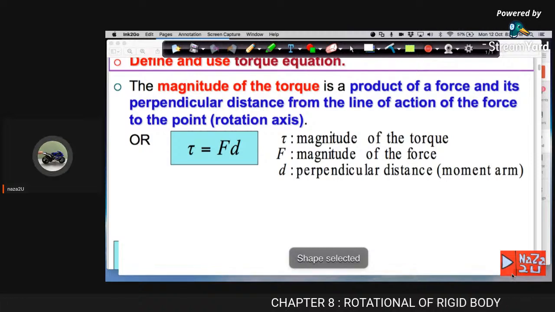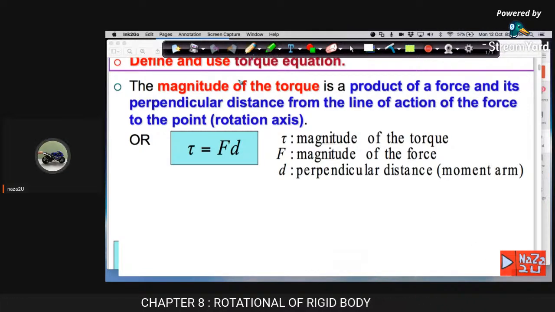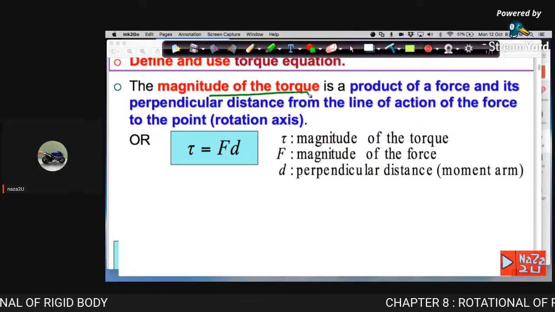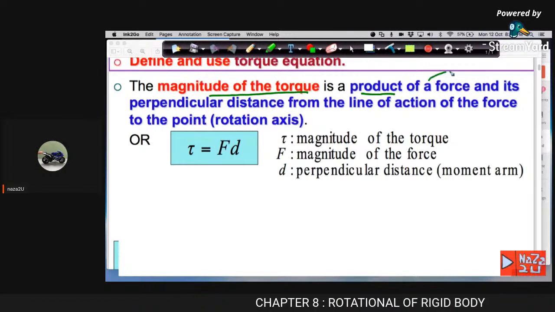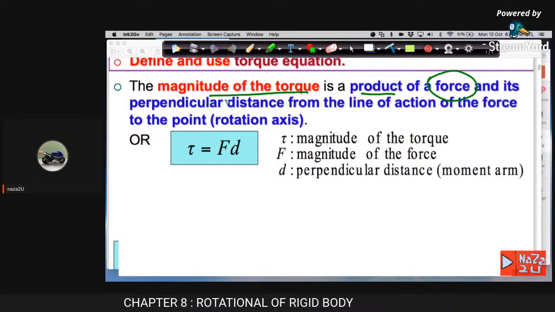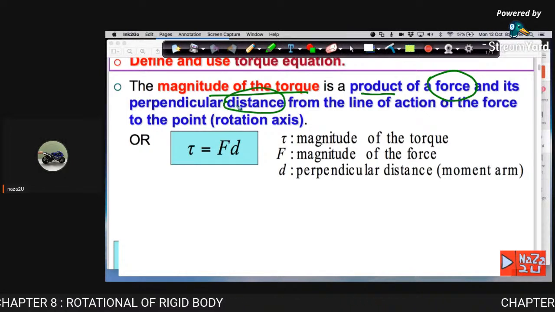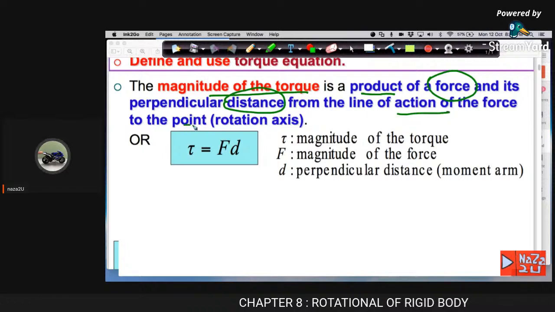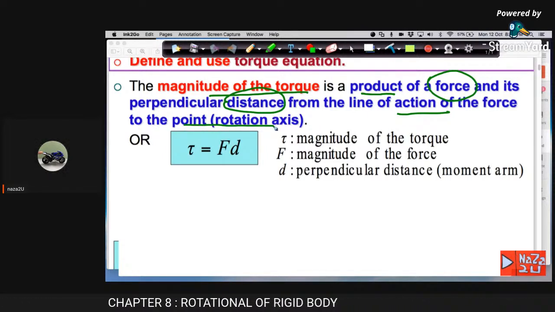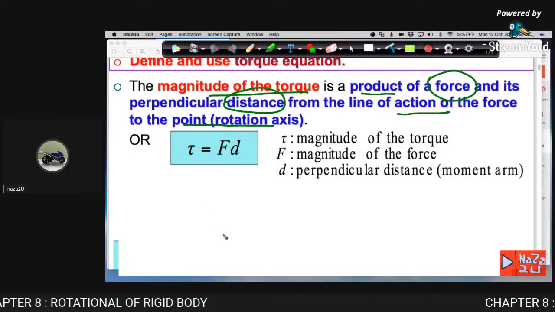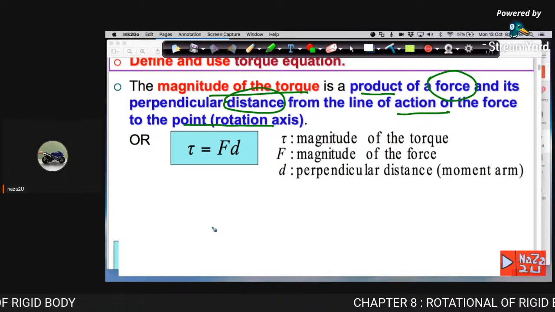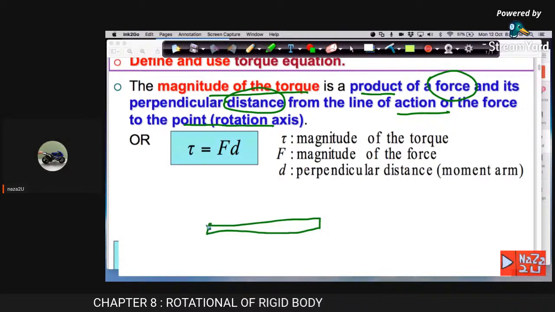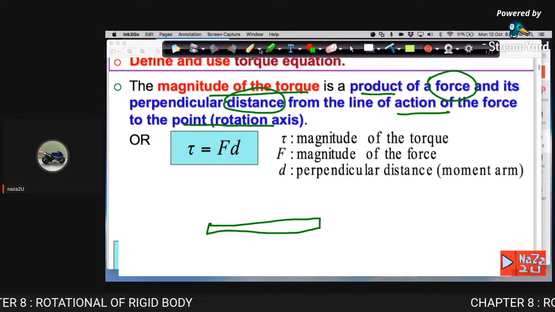Okay, first, the torque, or the magnitude of the torque, is the product of force and the perpendicular distance from the line of action of force to the point of the rotation axis. So meaning here, let's say you have an object, let's say you have a rod or ruler.